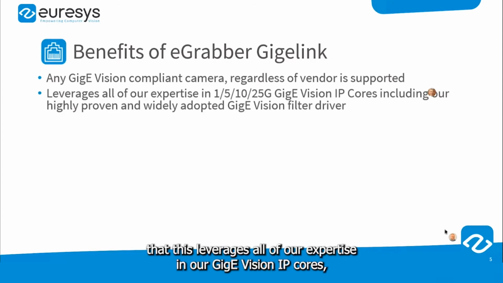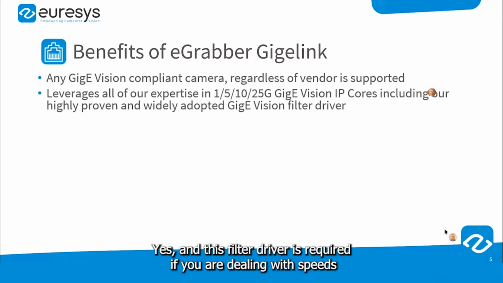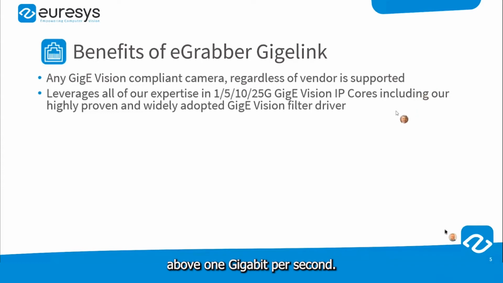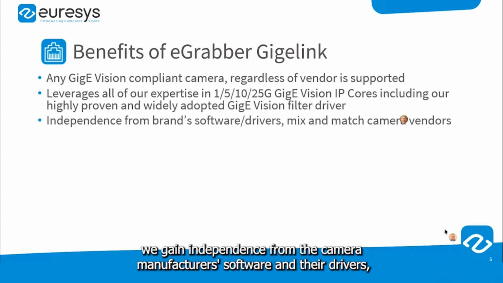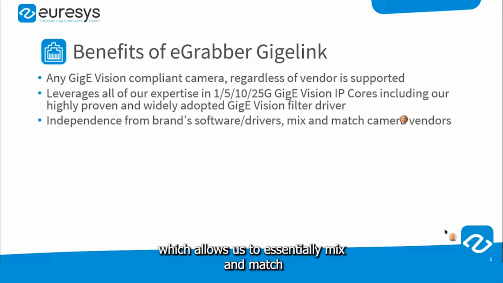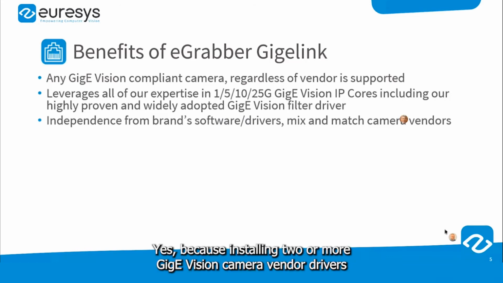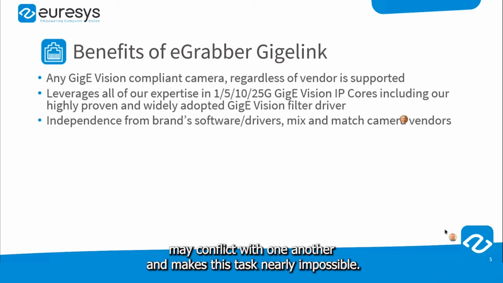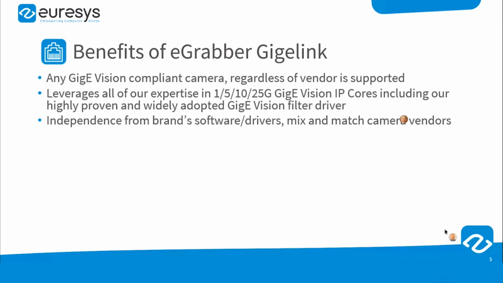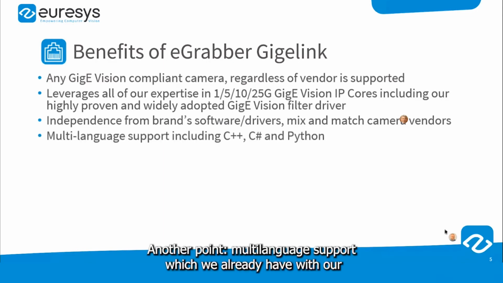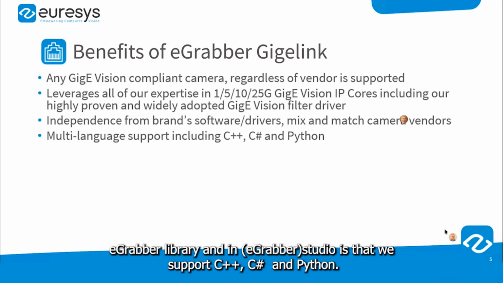Another point is that this leverages all of our expertise in our GigE Vision IP cores, including our highly proven and widely adopted GigE Vision filter driver. Yes, and this filter driver is required if you are dealing with speeds above 1 gigabit per second. Another point is that we gain independence from the camera manufacturer's software and their drivers, which allows us to mix and match any number of camera vendors in the same application. Yes, because installing two or more GigE Vision camera vendor drivers may conflict with one another and make this task nearly impossible.